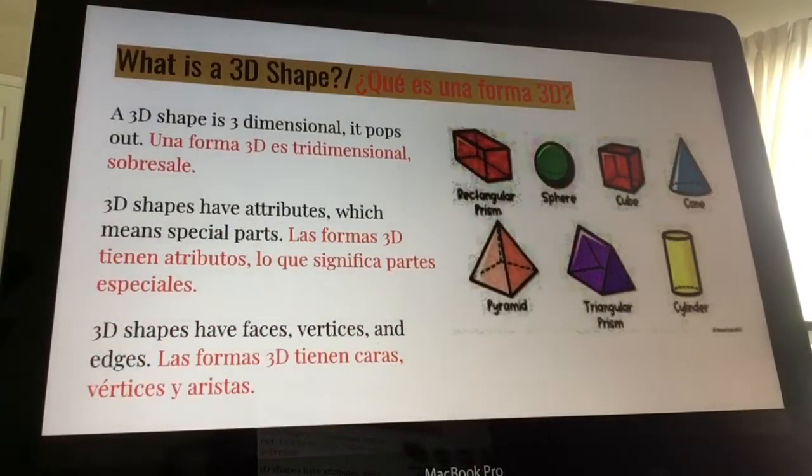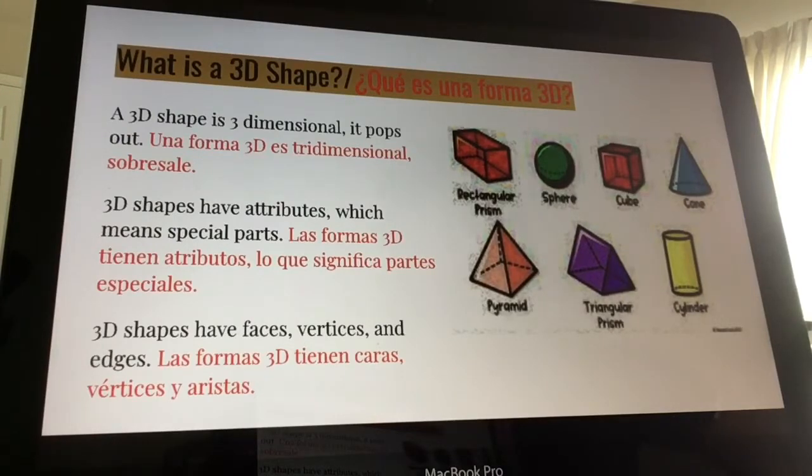Now, what is a 3D shape? A 3D shape is 3-dimensional. It pops out. So a 3D shape is not flat. It pops out. Okay, so a 3D shape also has its attributes. A 3D shape has faces, has vertices, and edges.